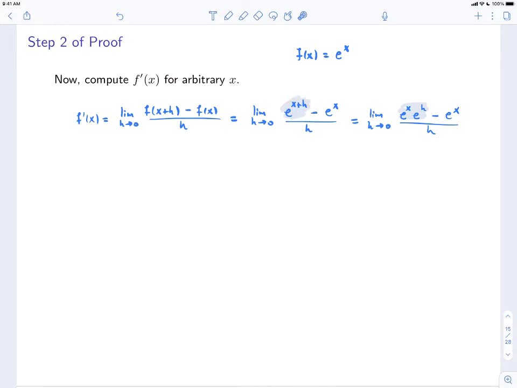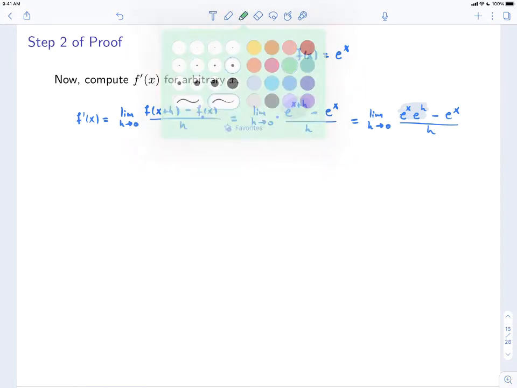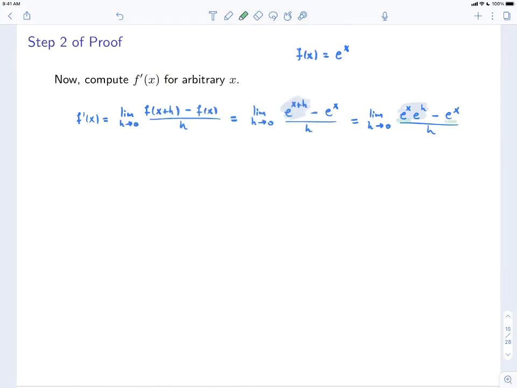Okay, so what's the point of that? Well, notice that we have an e to the x here and an e to the x there. So I'm going to factor out that e to the x. So we'll have the limit as h goes to 0 of e to the x times e to the h minus 1 over h.